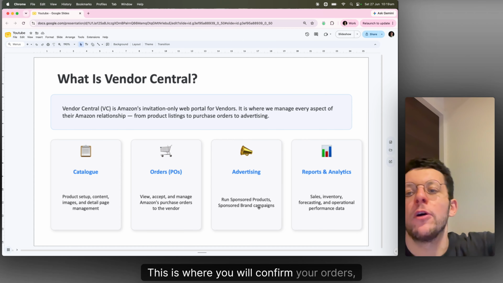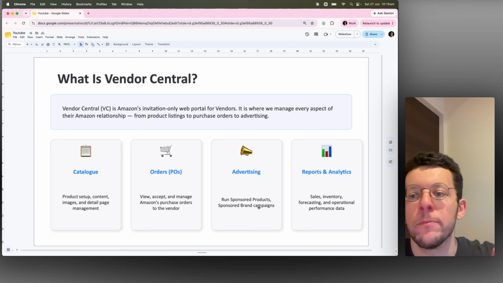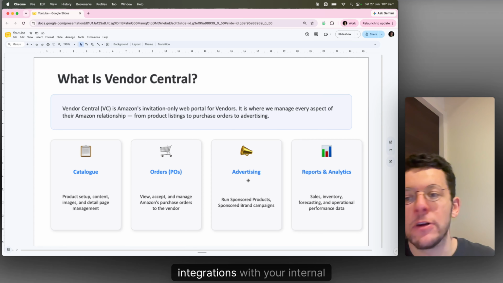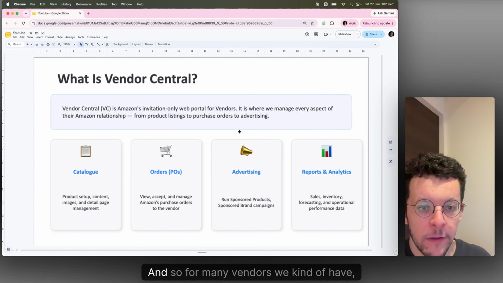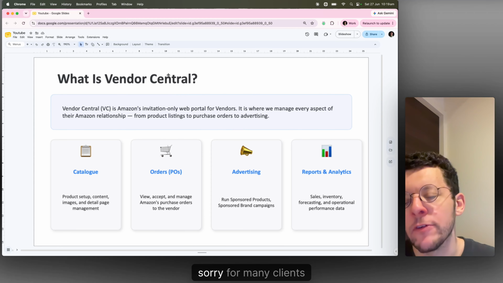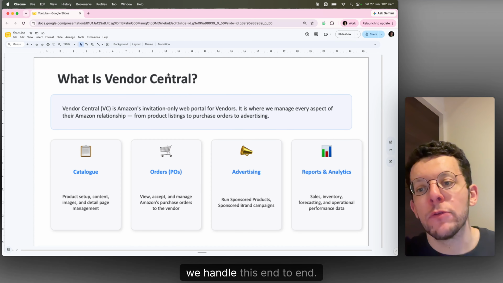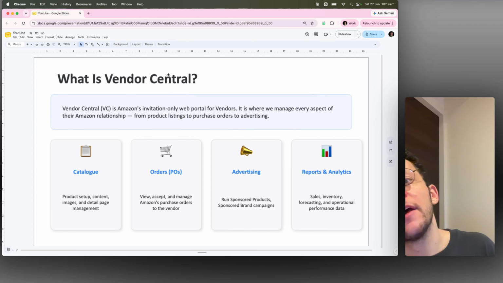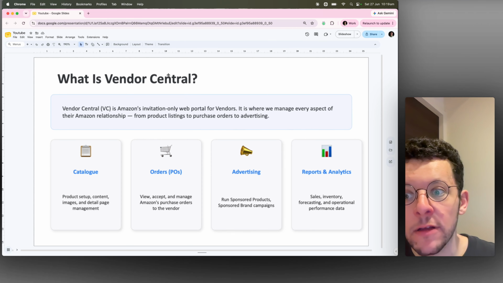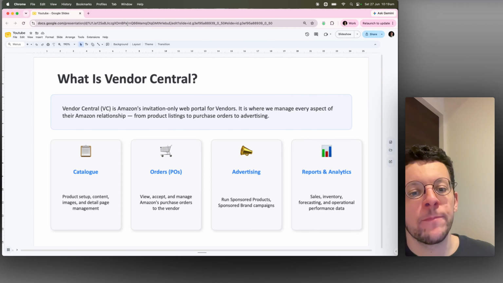This is where you will confirm your orders, generate labels and shipments, and integrate with your internal inventory tools. And so for many vendors, for many clients, we handle this end to end. We have teams that look at raising vendor cases, creating vendor catalog, bundles, products, pretty much everything that you need.